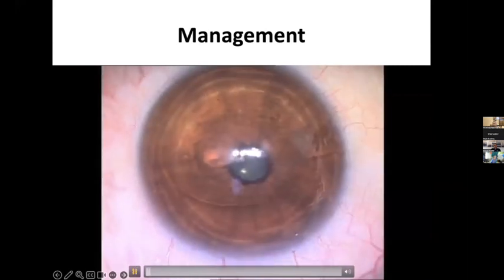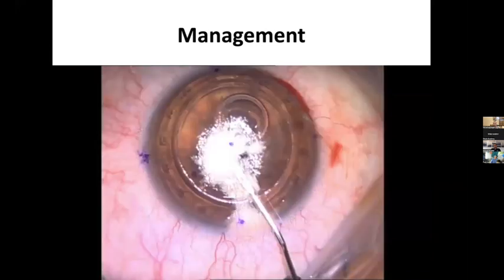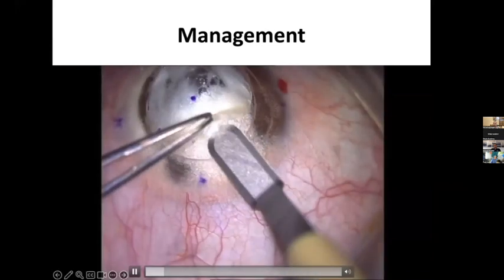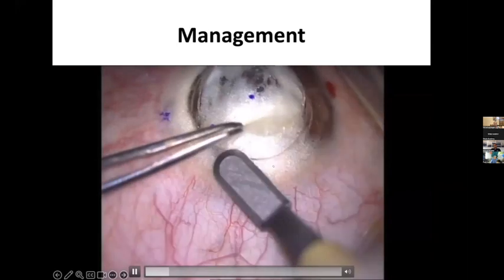So this video may be more illustrative than the other one. I'm injecting air, and I didn't get a bubble, but just have air in the anterior chamber.